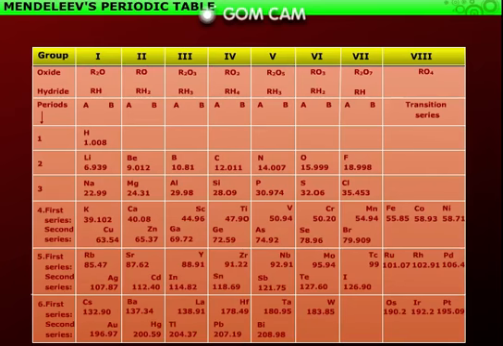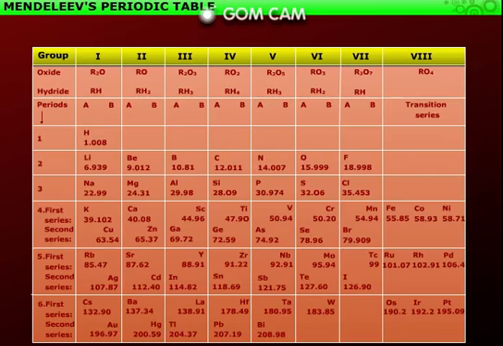Similarly, other elements form oxides having general formulae, such as RO, R2O3, RO2, R2O5, RO3, R2O7, and RO4. Now, let us consider the formulae of hydrides.